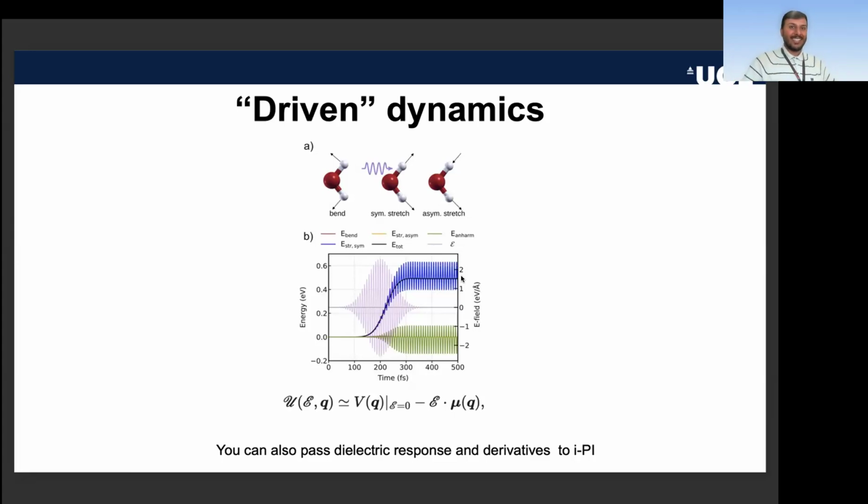So these are, again, fairly complicated setups, which require a tight integration of the machine learning potential or electronic structure code with dynamics. And all of these are possible in a very transparent way. And of course, you can do something much more advanced than this simple demonstration.